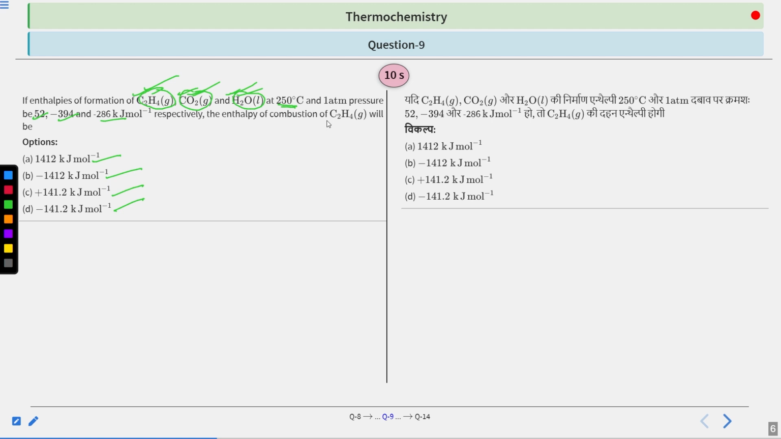Now what will be the case for combustion? So for combustion, you will burn this in the presence of oxygen, and that will give you CO2 and H2O, right? Okay, so you have 10 seconds to solve this question. Your time starts now. So your time is up. Let us see the solution. Let's see how we can solve it.